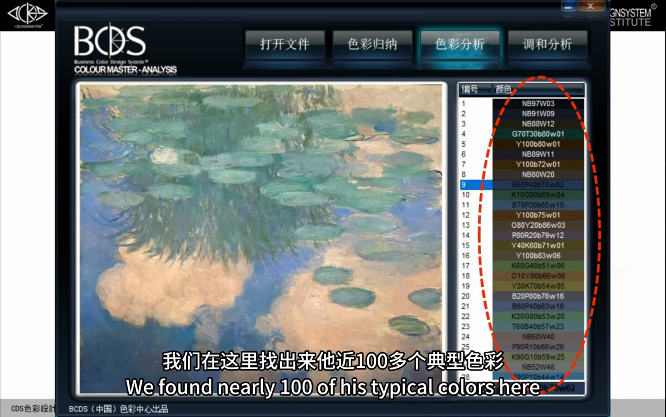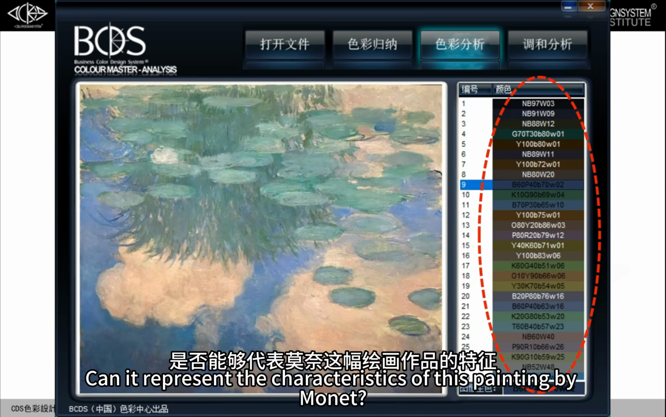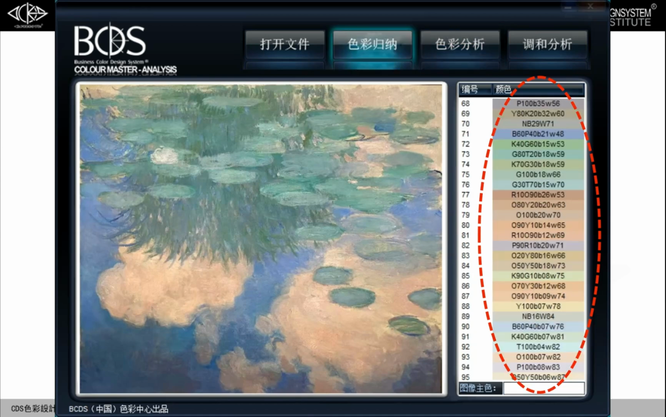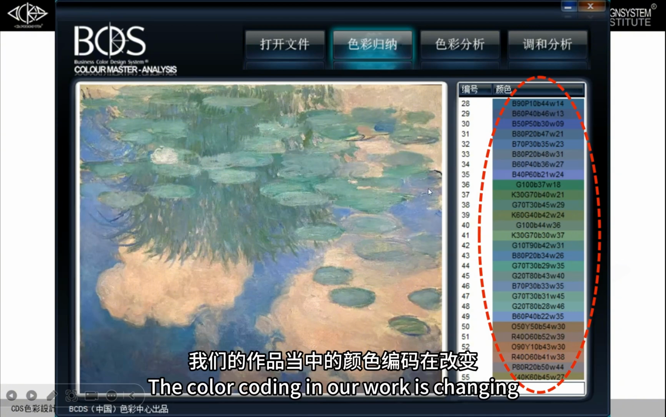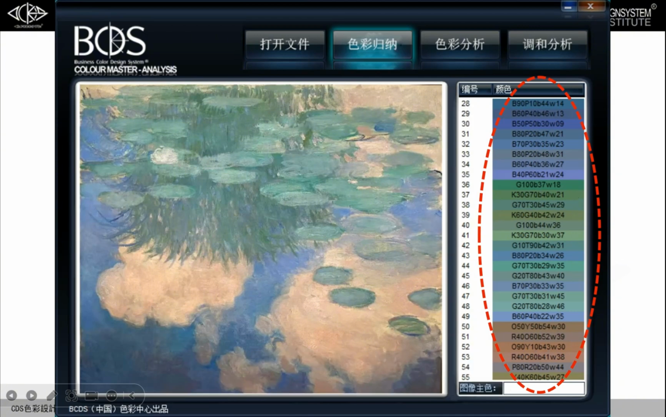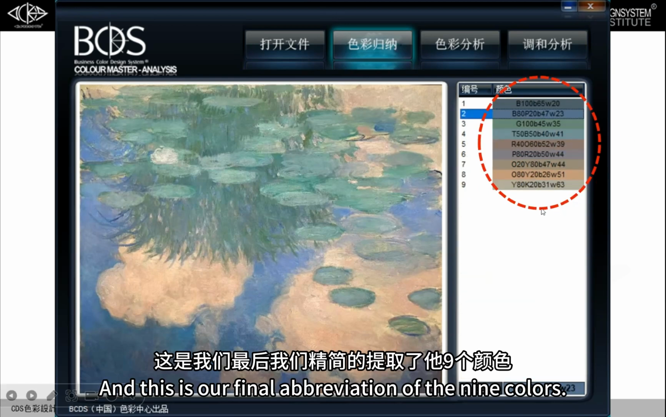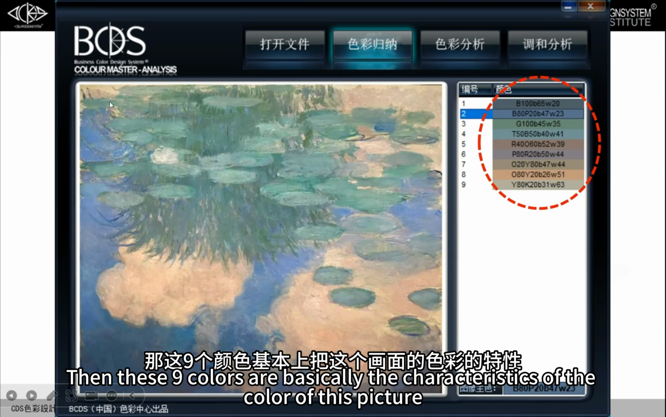We found nearly 100 of his typical colors here. Let's go through them one by one to get to know him. From many colors to very few colors, can it represent the characteristics of this painting by Monet? This is the extraction of color in his work. This is what we can see. The color coding in our work is changing. And this is our final abbreviation of the 9 colors. These 9 colors are basically the characteristics of the color of this picture. Almost all of them express it.